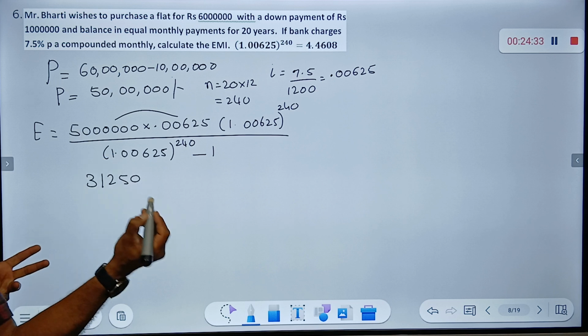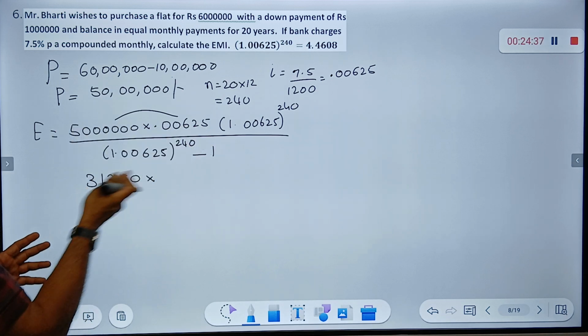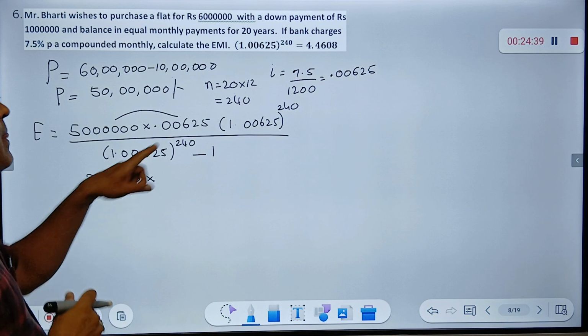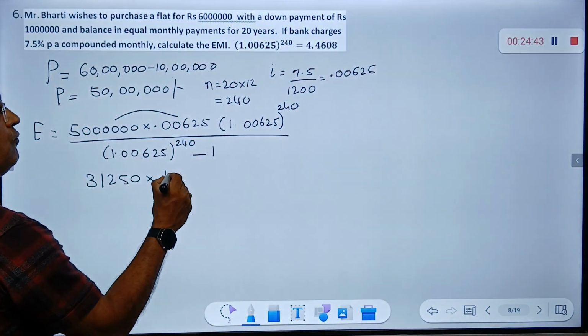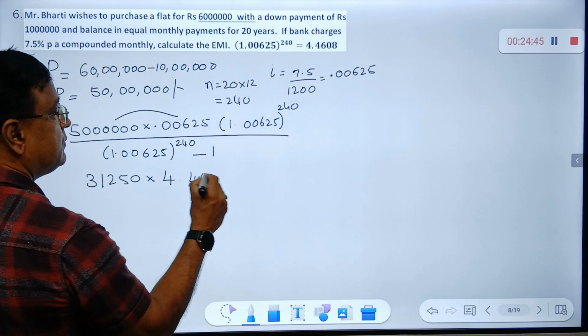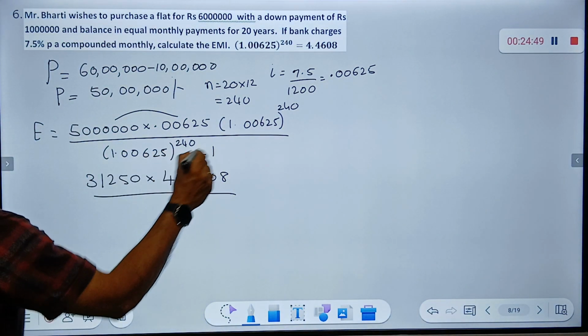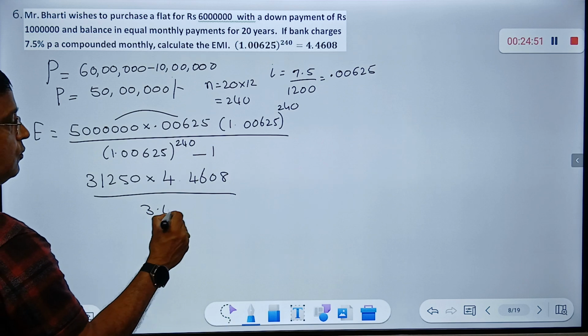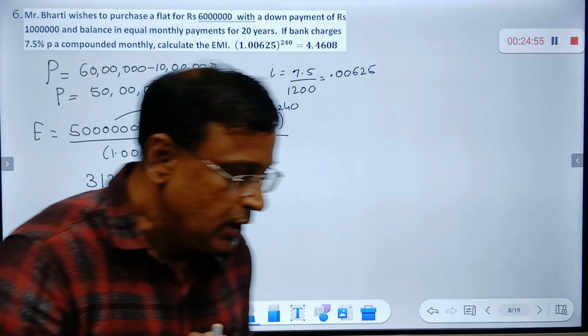Now, I have multiplied these two and I get 31,250, which I have done already, into, very easy to multiply. You can always multiply this with this and then put the decimal places. 1.00625 power 240 is already given as 4.4608 divided by, if you subtract, you get 3.4608. Correct? Now I have to take log.